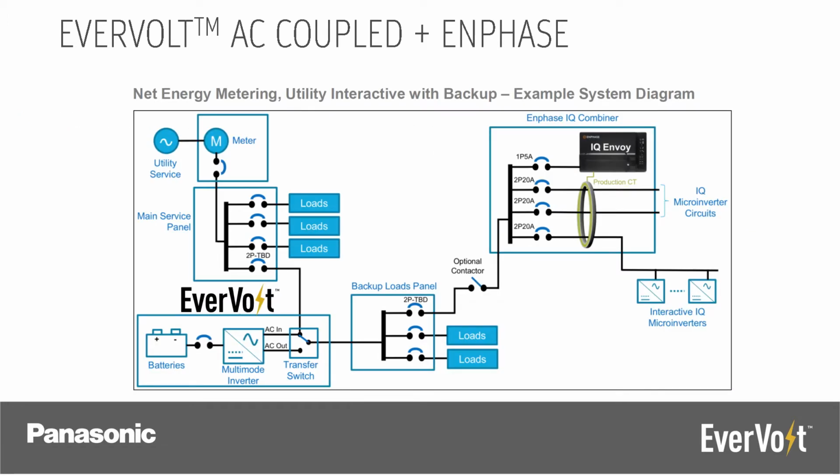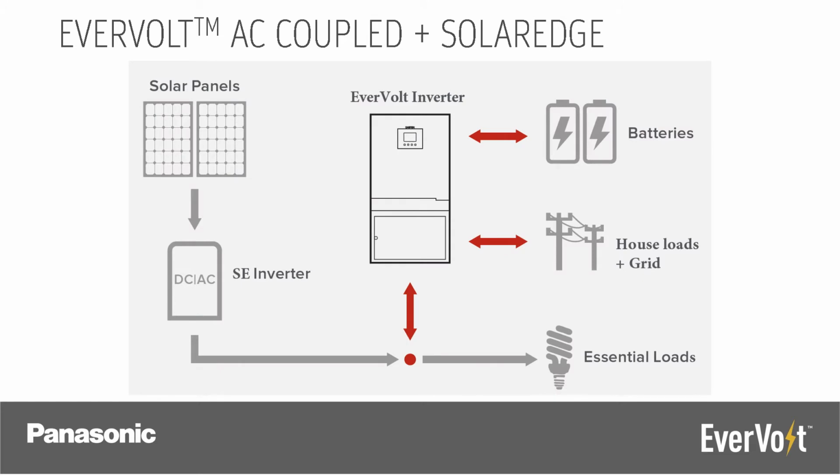This is a wiring diagram for a typical N-phase system with Evervolt. You can see the N-phase IQ combiner is tied into the backed up loads panel. Similarly with Evervolt tied into the backed up loads panel, and then you can see Evervolt going into the main service panel. Similarly with SolarEdge, you can see that both the Evervolt inverter and the SolarEdge inverter would be tied into that essential loads panel.